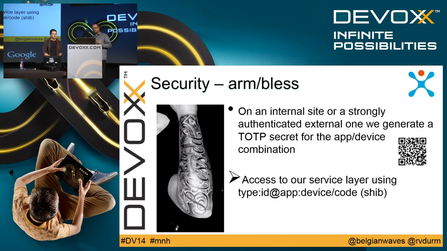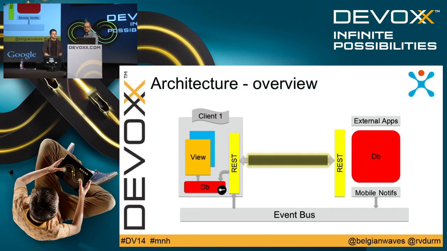So every Android device is on the external hostile internet, and if the service layer has to be accessed, we use the Shibboleth authentication mechanism, where the TOTP code together with the identity of the app device combination is sent, and the user can access the service layer.